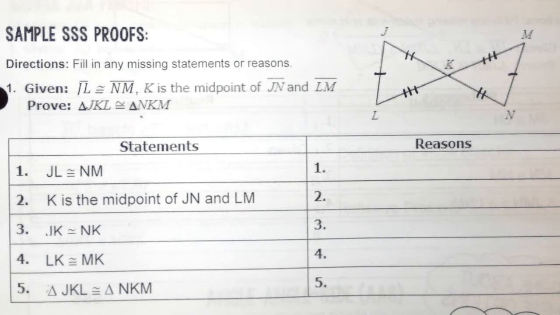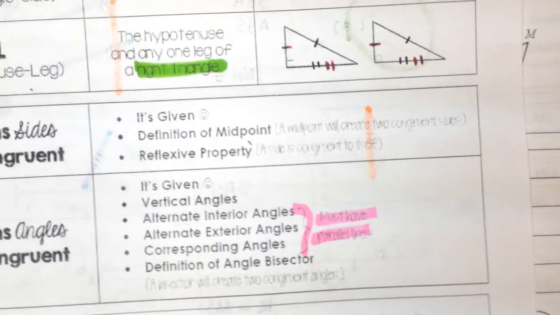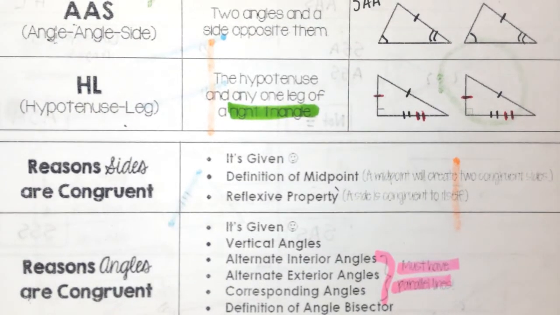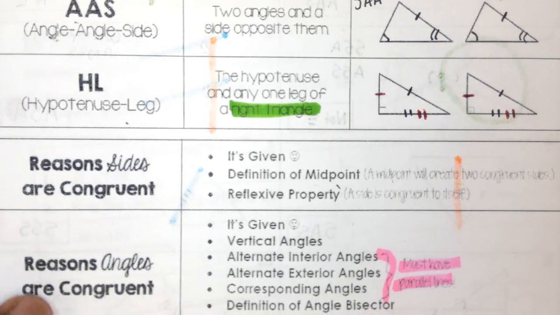The first thing they tell me in my statements is JL is congruent to NM. I've heard that before. You should have heard that up there at the top. My question is, what reason would you give for that? And this is when you want to go to your reference sheet over here. They said side JL is congruent to side NM. Go to your reference sheet and look at reasons sides might be congruent. Out of those reasons, which one would you use to tell why JL is congruent to NM?